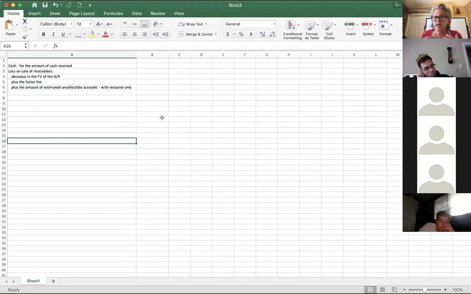If there is no recourse, then we are not going to have an amount of estimated uncollectible accounts, because if it's without recourse, then they cannot come back to us for uncollectible accounts. So your debit to your loss on your sale of receivables is the sum of these three items.